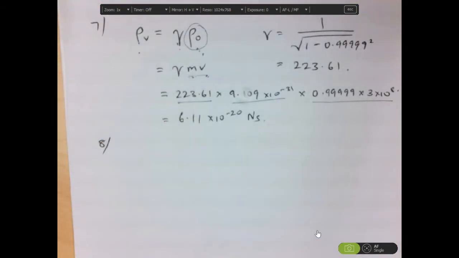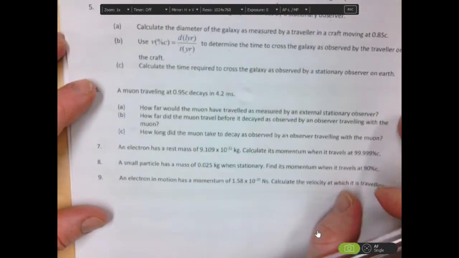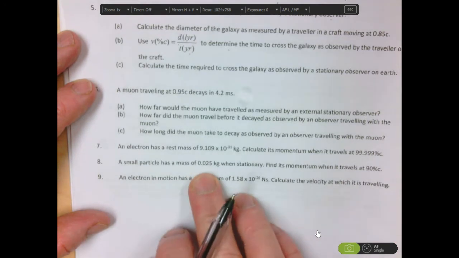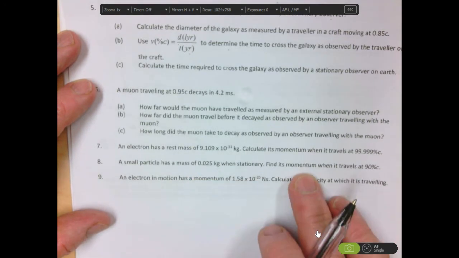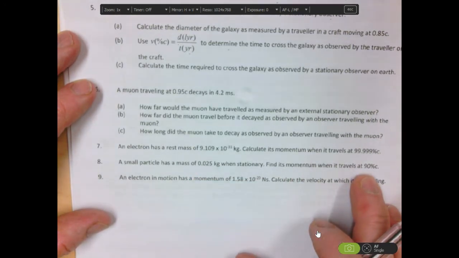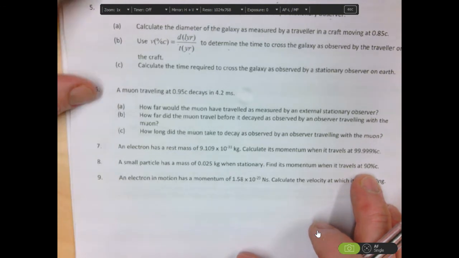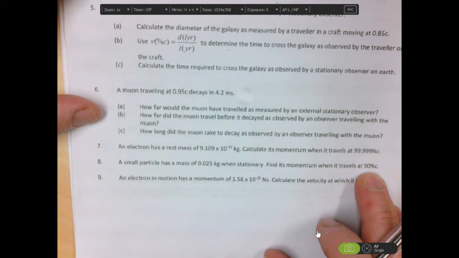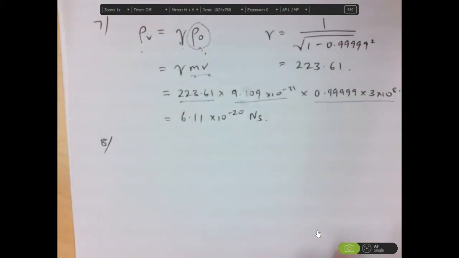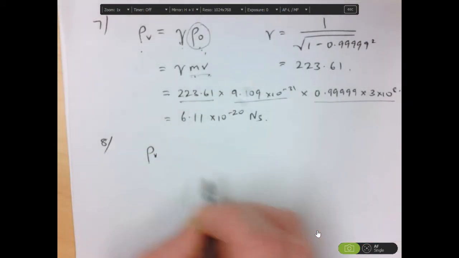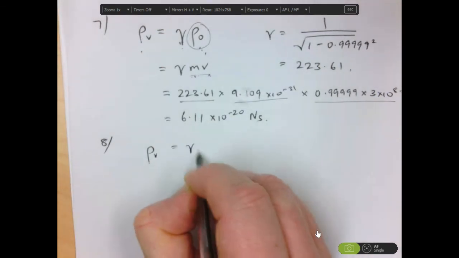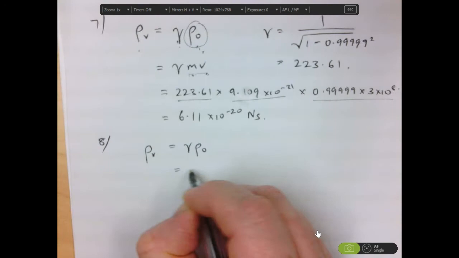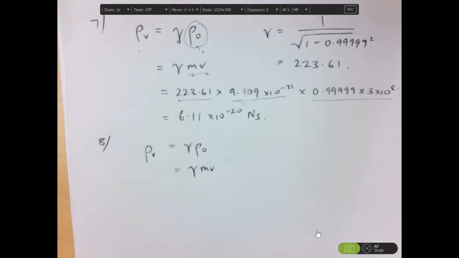Now, question 8 says, a small particle has a mass of 0.025 kilograms when stationary. Find its momentum when it's traveling at 90% of the speed of light. Okay, so this is nearly identical to the one above. So I'll very quickly go through it. The relativistic momentum is equal to gamma times the normal momentum, which is also known as gamma mv.